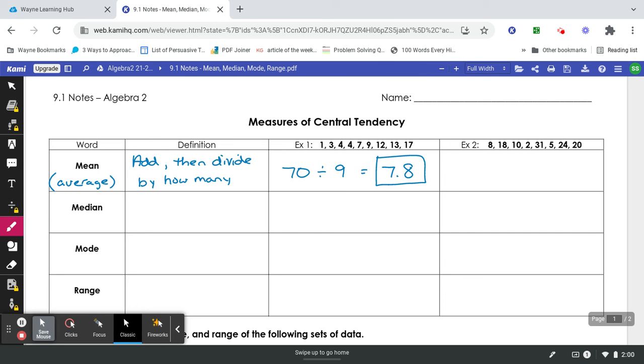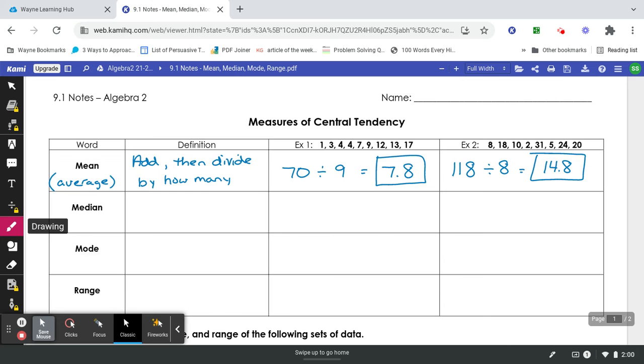For the second example, same thing. Just go ahead and add those together. This time we'll get 118 for a total, and we'll divide by how many numbers there are, count them up. There are 8 numbers this time, and that's going to get us an answer of 14.8 when we divide it into our calculator. And I am just rounding those, so if it doesn't come out exact, just go to 1 decimal place.